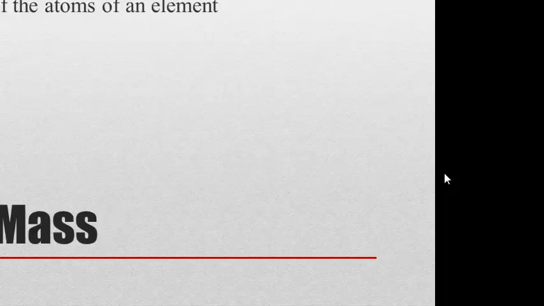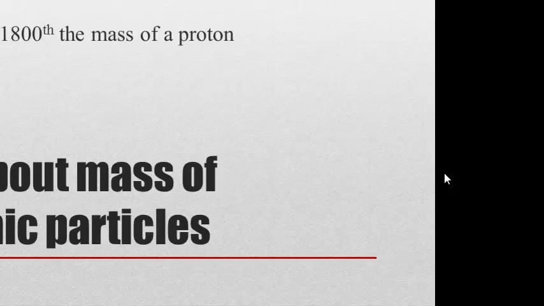The mass number is the mass of an element. Mass number is the number of protons plus the number of neutrons added together. Atomic mass is the average mass of the atoms of an element. A note about the mass of subatomic particles. Protons and neutrons can be considered to have the same mass. Electrons are much smaller, at only 1/1800th the mass of a proton. This is why electrons are not factored in to calculating the mass.